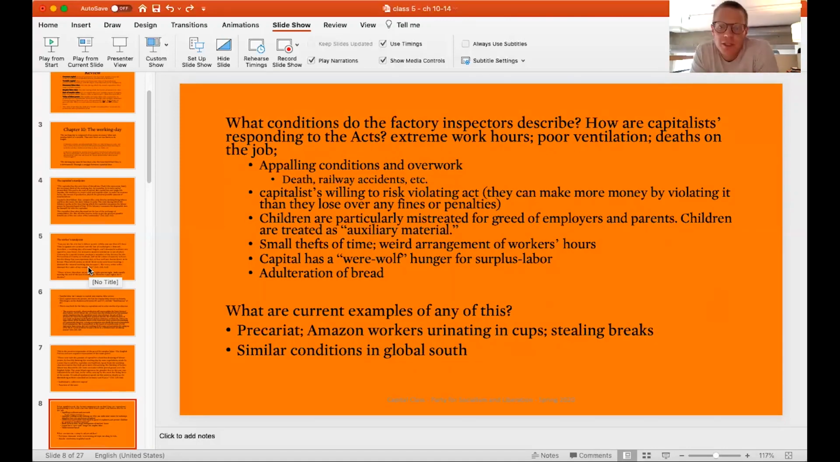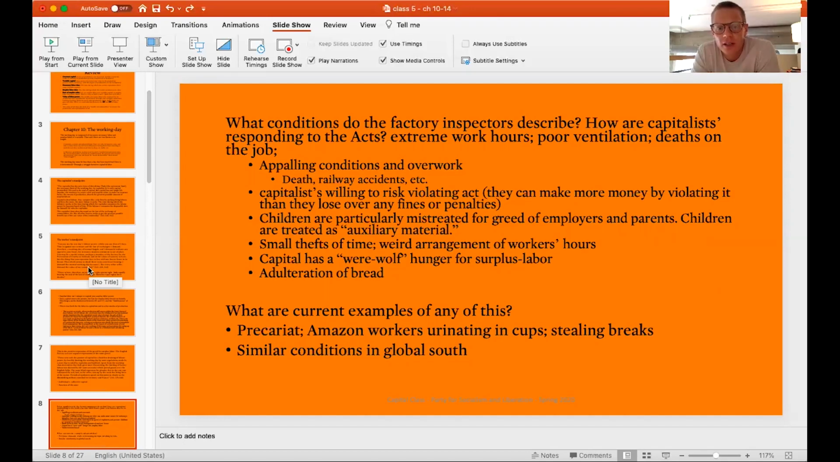Children are especially mistreated for the greed of employers and also parents, right? They're treated as auxiliary material, like energy inputs. And so we see here how the notion of the family in English society is also transformed by capitalist production relations, right? It's not a separate sphere, it's something that's intimately connected to it, because parents were selling their children to the bosses. We see small thefts of time, the weird arrangements of workers' hours.